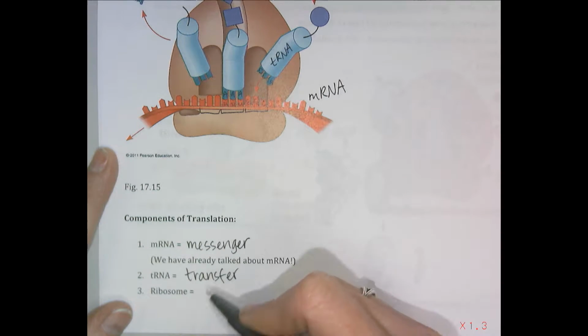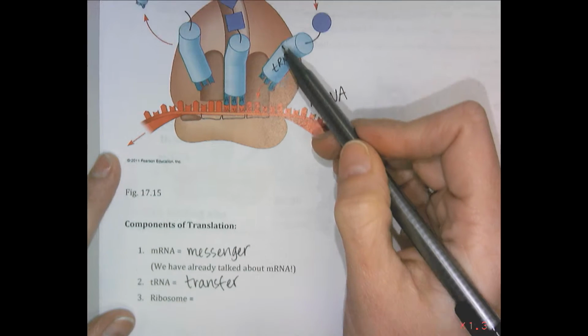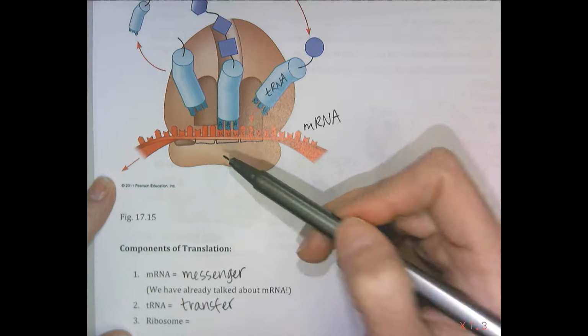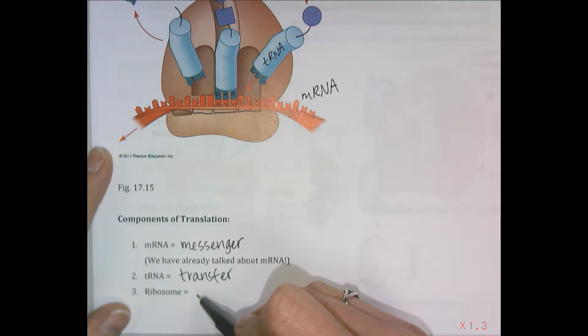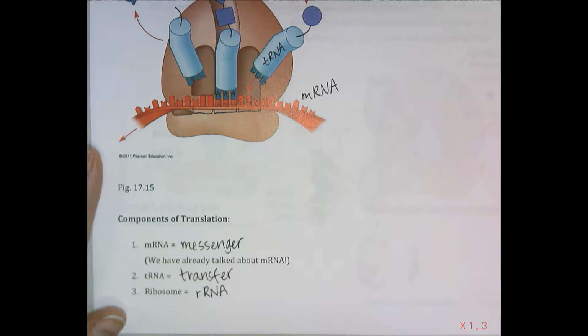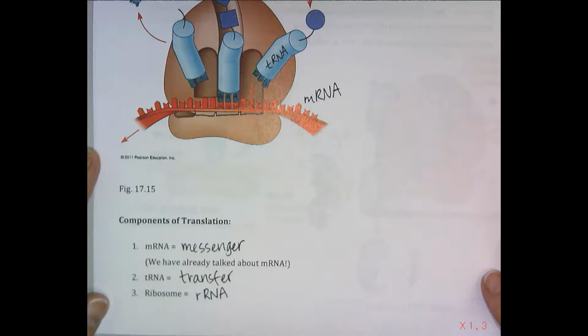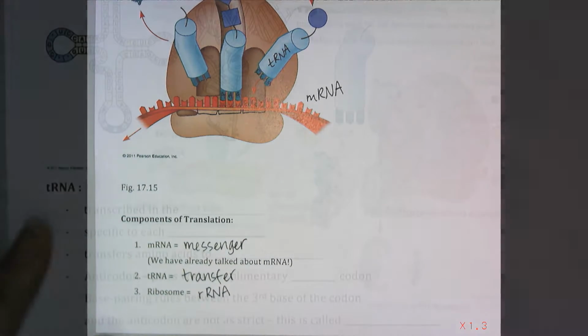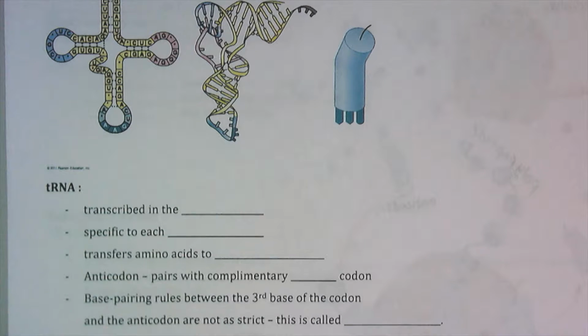And then the ribosome, of course, is the large complex here. It has a large subunit and a small subunit, and it actually contains ribosomal RNA. So there are actually many more different kinds of RNA, but those are the three types that we're going to discuss. All right, let's talk about tRNA for a moment.